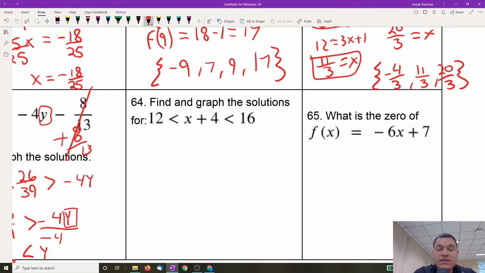Find and graph these solutions. We have 12 is less than x plus 4, and x plus 4 is less than 16. We can solve this all at once. All you have to do is subtract 4 from each little side. In the middle, it cancels out and leaves you with x. X is greater than 8, and it's less than 12.